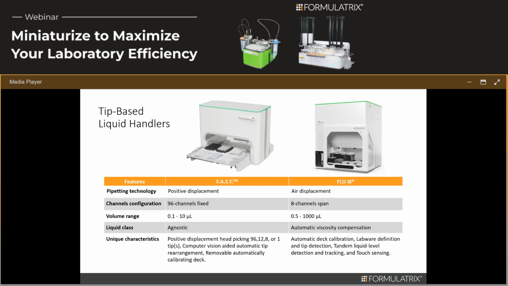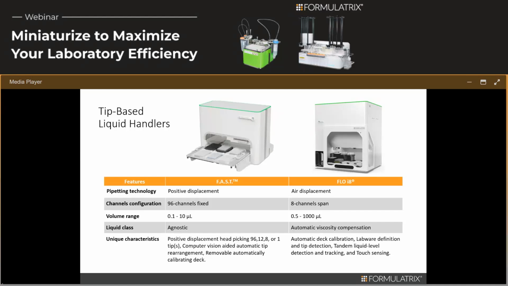True positive displacement pipetting delivers exceptional accuracy at low volumes, irrespective of liquid class, which is crucial when setting up miniaturized reactions. As FAST is liquid class agnostic, there is no need to program liquid viscosities, making it a good fit for non-aqueous liquid transfers. Some unique features of the instrument include flexibility of picking 96, 12, 8 or 1 tip with the positive displacement head, computer vision aided automatic tip rearrangement, and a removable automatically calibrating deck.